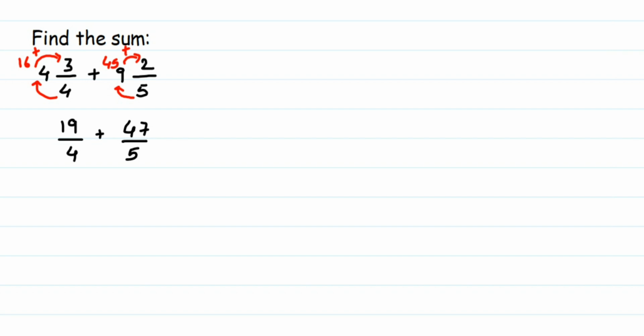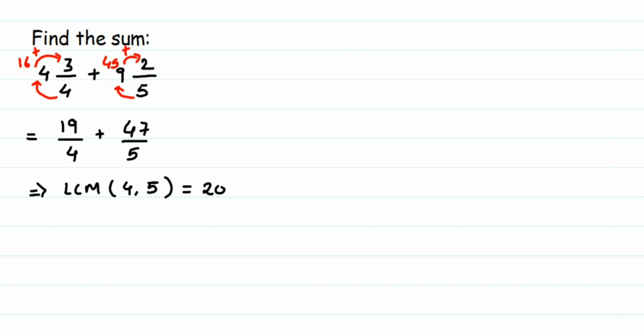After this we have to make sure that the denominators are the same. In this case they are not the same. Here we have 4 and here we have 5, so they are not the same. So if they are not the same, then we have to take the LCM of the denominators, which are 4 and 5, so that we can find the equivalent fractions and make the denominators the same. So the LCM of 4 and 5 is 20.